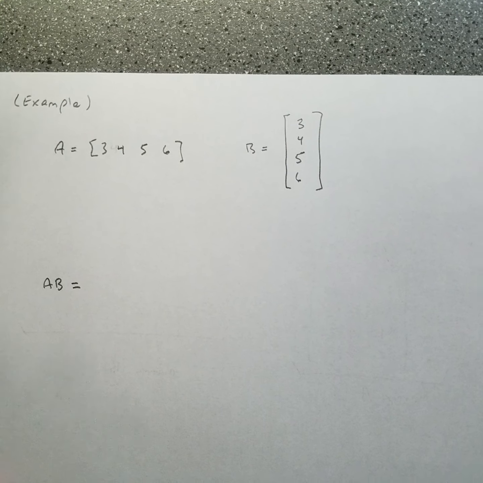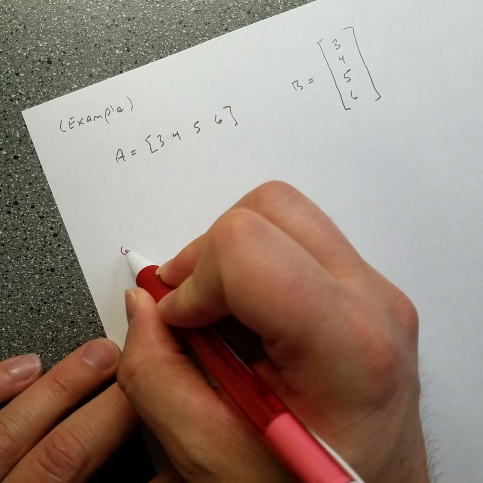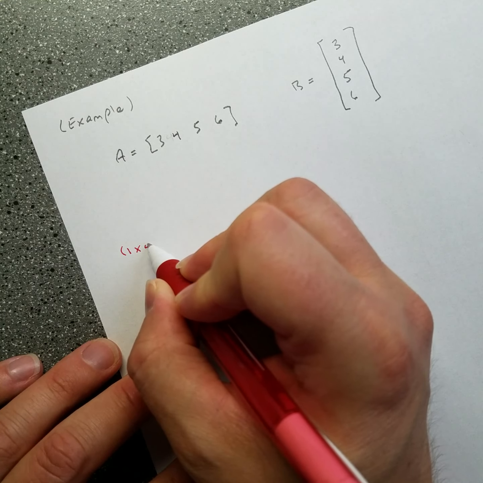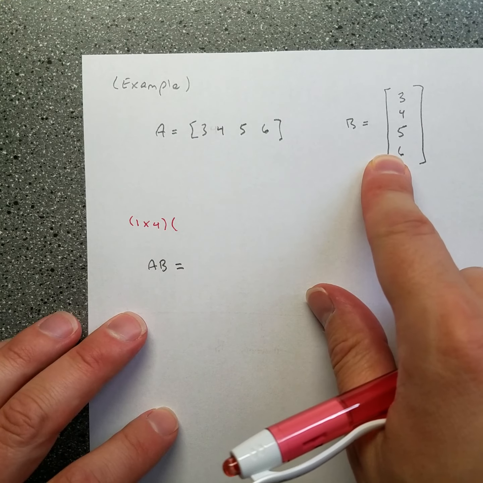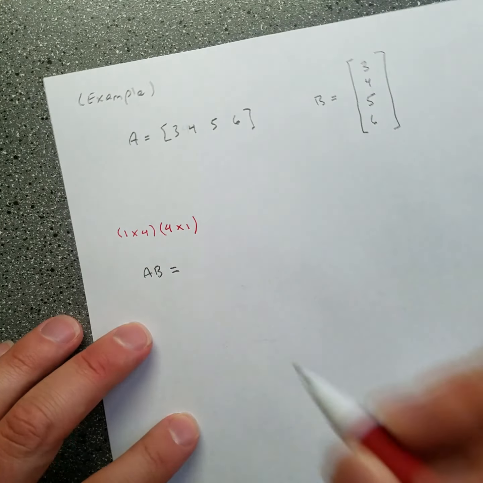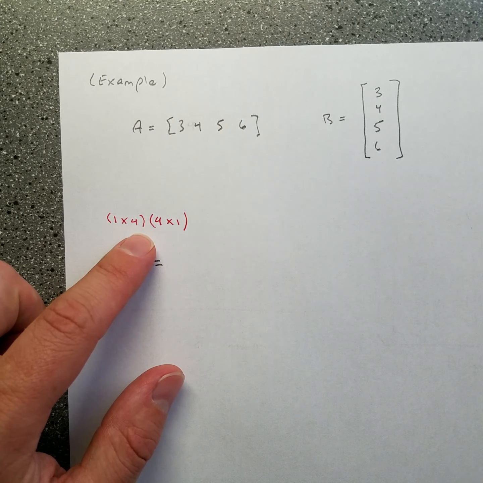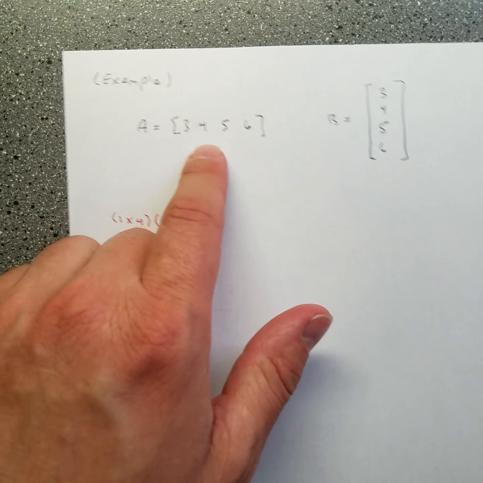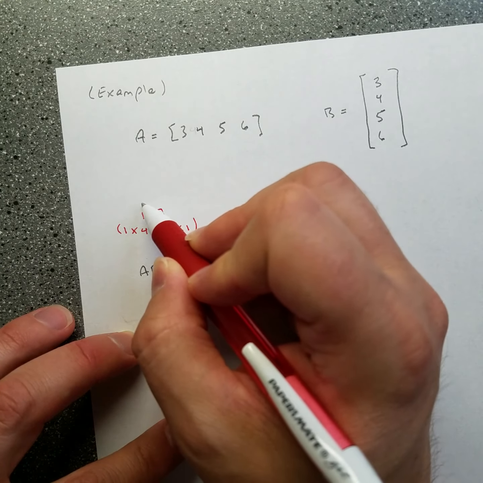Okay? Alright, I got matrix A, which is what? A 1 row, 4 column, times matrix B, which is 4 rows and 1 column. Okay? Now, that other example, what do we say had to be true in order to multiply two matrices together? We said that these have to match, and they do.